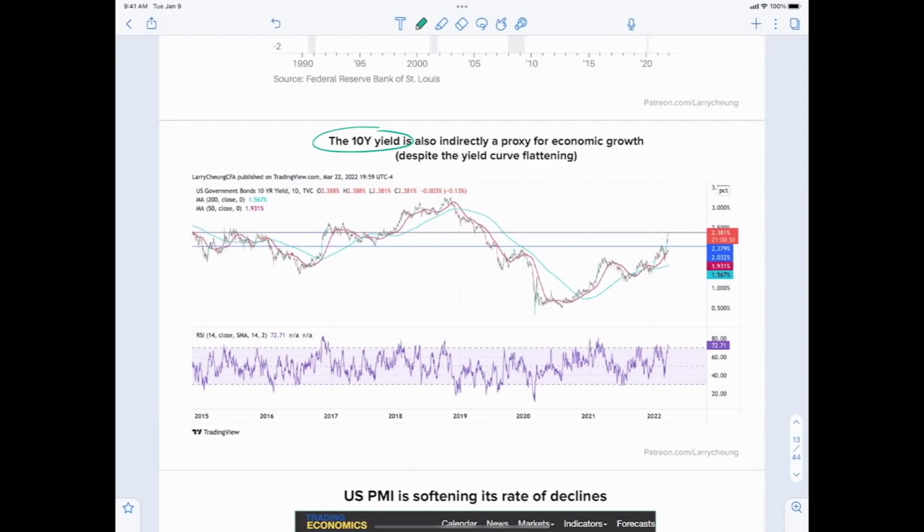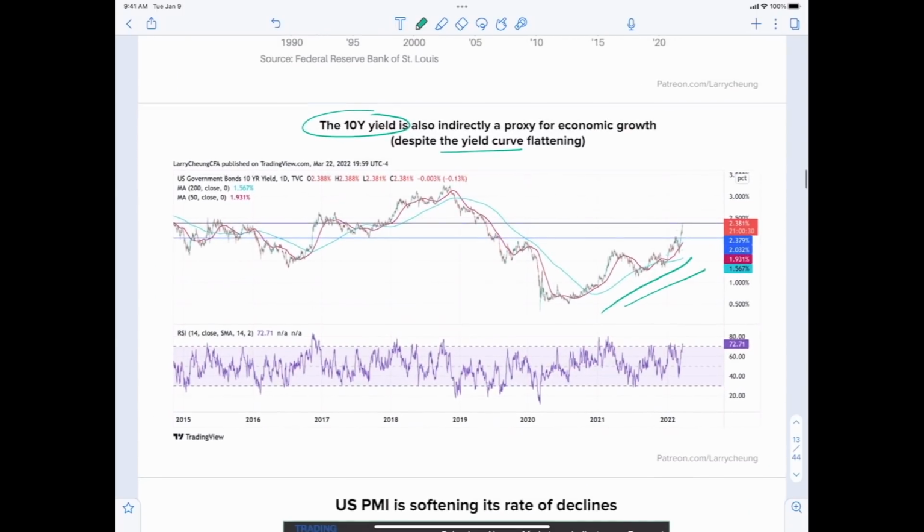Taking a look at the 10-year yield, this is a proxy for economic growth. And even though the yield curve has flattened, the fact that the 10-year yield continues to trend higher means that inflation and economic growth are on the rise. So as long as we see the 10-year yield stay relatively range-bound and elevated, that's actually a good sign for the market because it indicates growth.